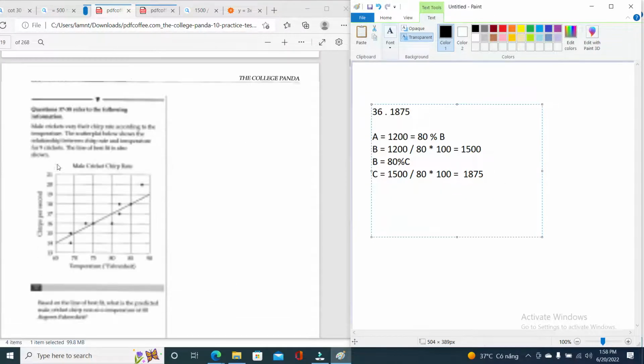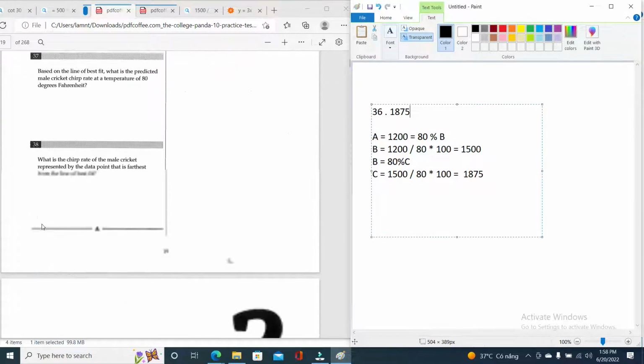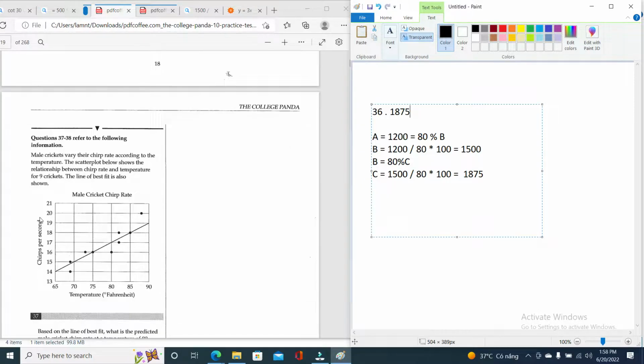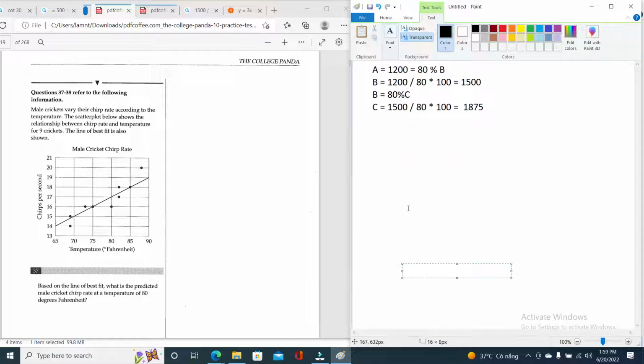Okay, let's try 37 and 38. Yeah, there will be a lag at the end of the lesson. Okay, so 37. Male crickets vary their chirp rate according to the temperature. All right, so the scatter plot below shows the relationship between chirp rate and temperature for male crickets. The line of best fit is also shown.